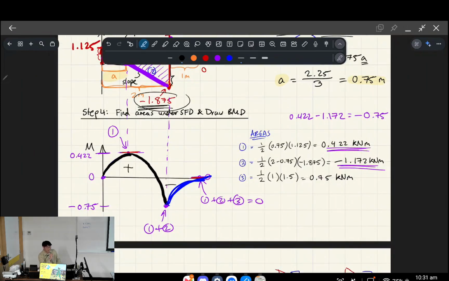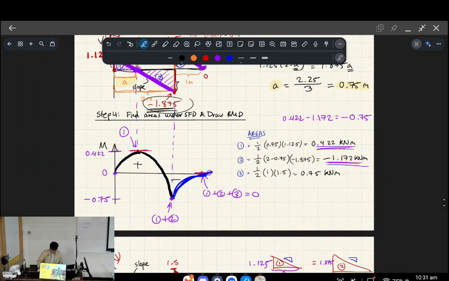Okay, I would like to do maybe at least one more question so that you guys can get a good understanding of the algebraic method. So if we don't have any more questions for now, let's continue.